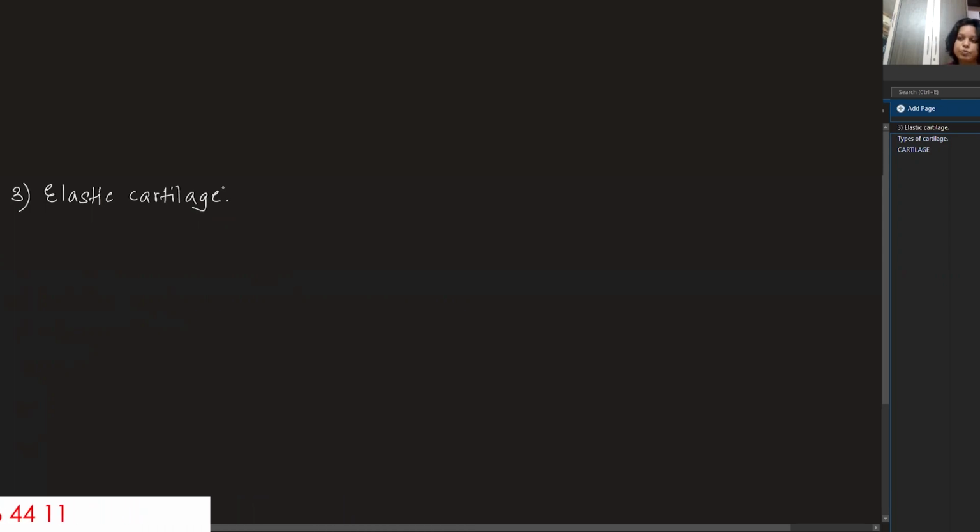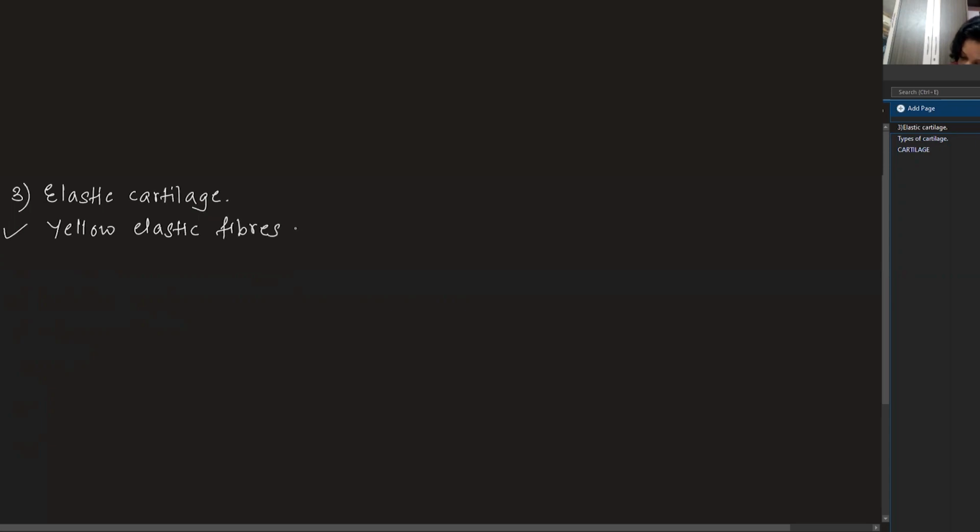What is elastic cartilage? Obviously, it has elasticity in it because its matrix is showing presence of yellow elastic fibers network. So this particular cartilage is highly flexible. So it can be twisted and again it can come back to its original size and shape.